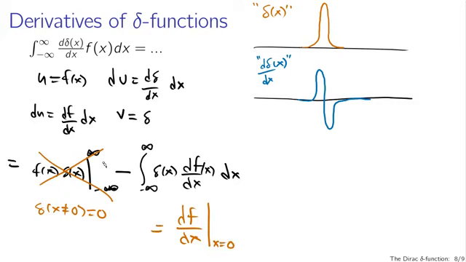That's our answer. So multiplying f of x by the derivative of the delta function pulls out the derivative of f of x at whatever the argument of the delta function is. You could just as easily have written this as x minus a, the argument of the delta function, and then it would pull out the derivative of f of x at x equals a.